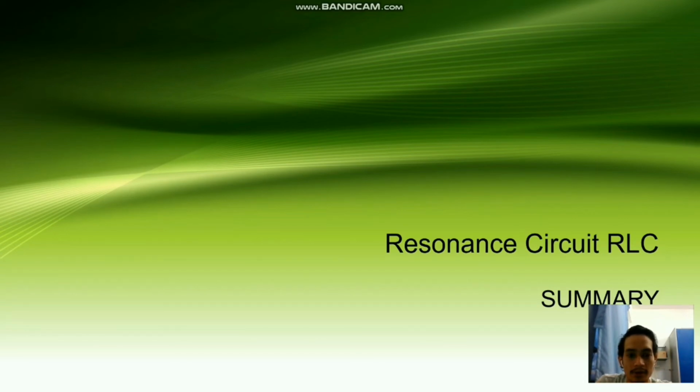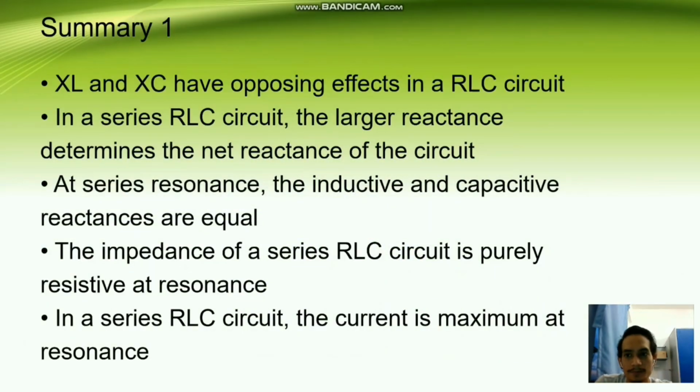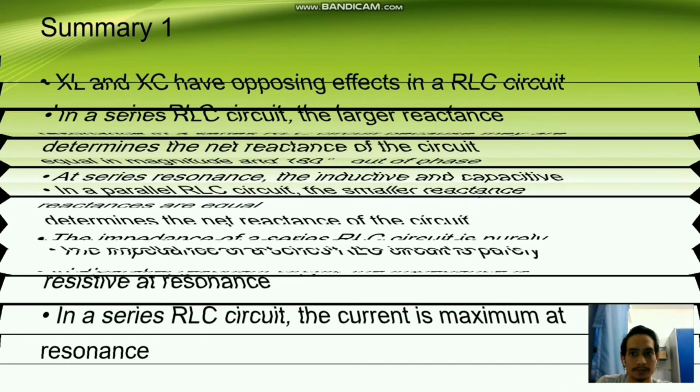Now is the summary for the resonance RLC circuit. The first summary is that XL and XC have opposing effects in an RLC circuit. In a series RLC circuit, the larger reactance determines the net reactance of the circuit. At series resonance, the inductive and capacitive reactances are equal. The impedance of a series RLC circuit is purely resistive at resonance. And in a series RLC circuit, the current is maximum at resonance.